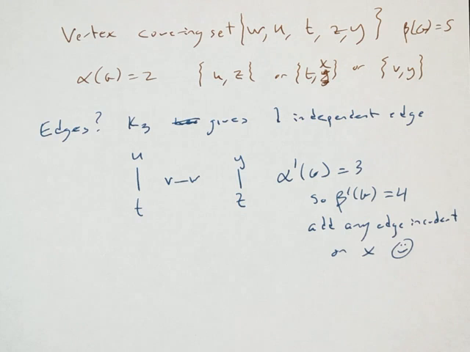But another way to think of this, my set of independent edges is a matching, right? It's not a perfect matching because I missed x. Matter of fact, I can't have a perfect matching in this graph because it has an odd number of vertices. I can only have a perfect matching in a graph whose order is even.